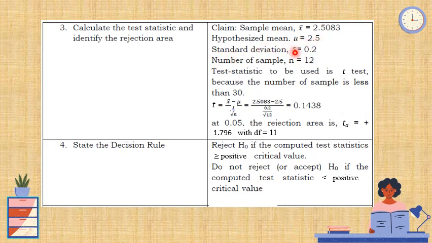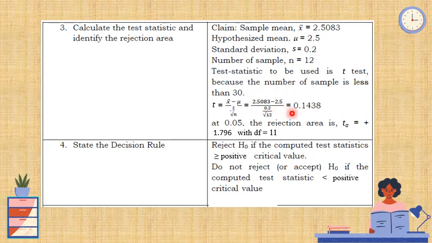The sample standard deviation or the S, 0.2. And the number of samples, yung N natin, which is 12. So, test statistic to be used is t-test. Bakit? Because the number of sample is less than 30. Now, pagka greater than 30, z-test. Pag less than 30, t-test. So, ang formula natin, t equals x bar minus mu over s divided by the square root of n.